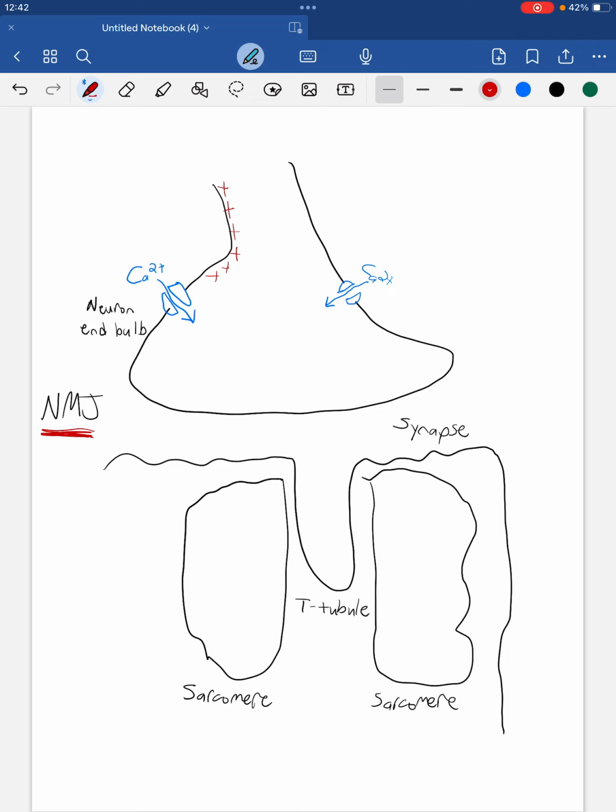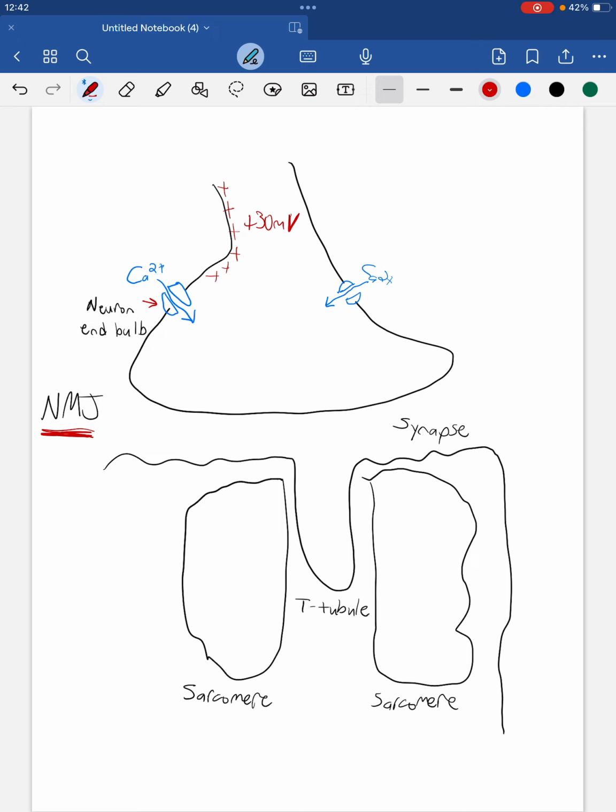So once we reach positive 30 millivolts within this neuron here, that's when these calcium channels are going to open up. When they open up, calcium is going to flood into the end bulb.